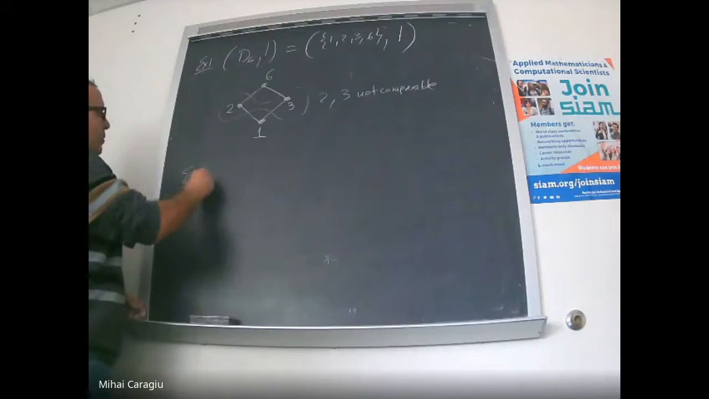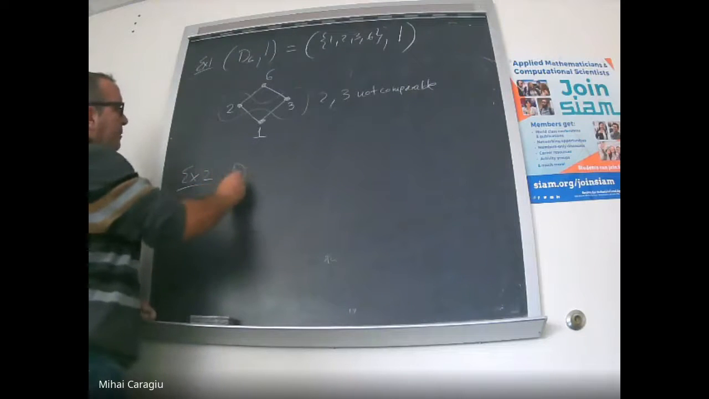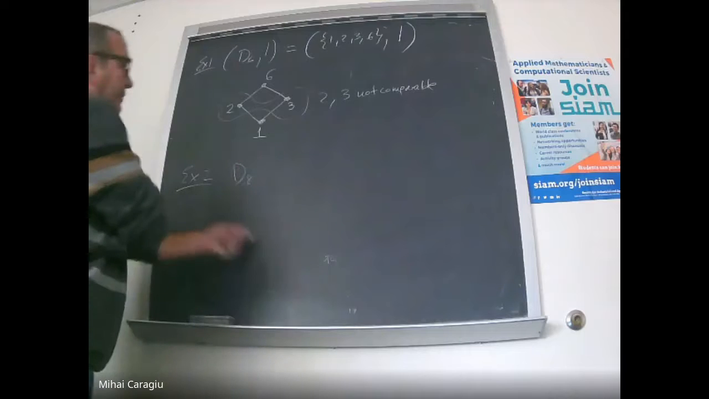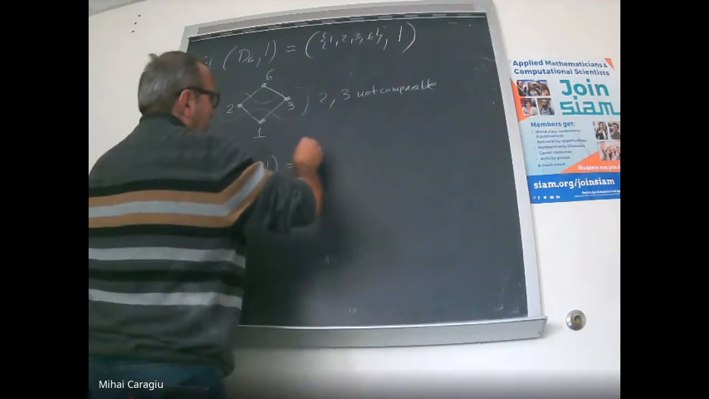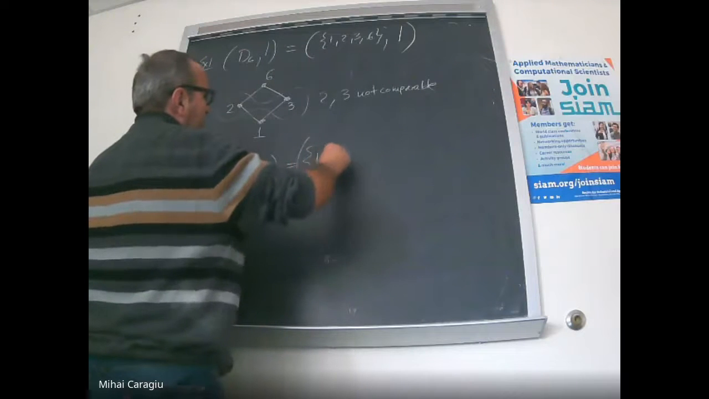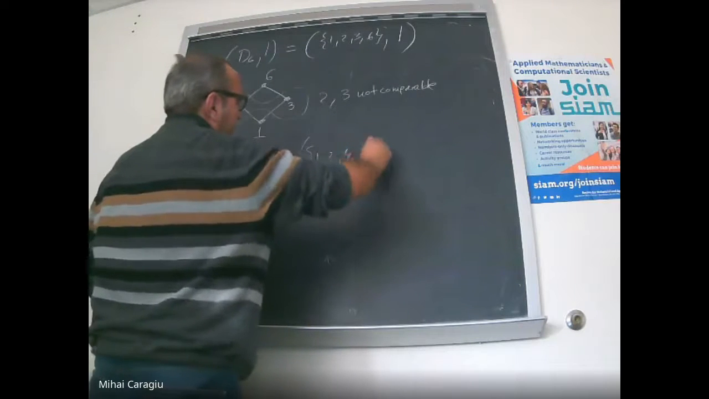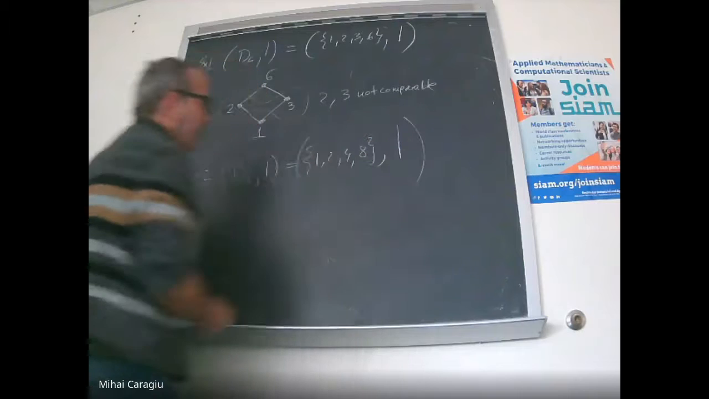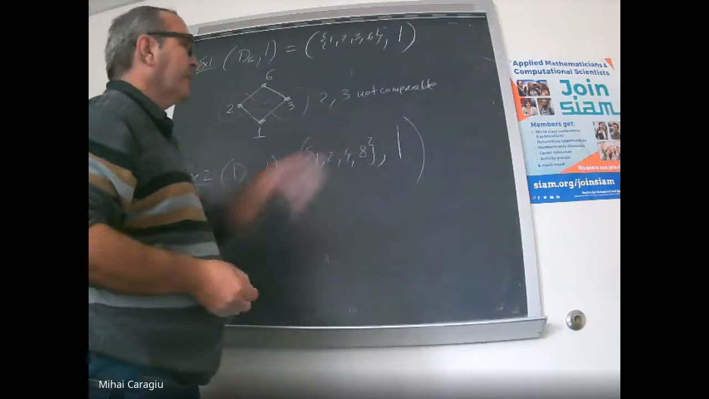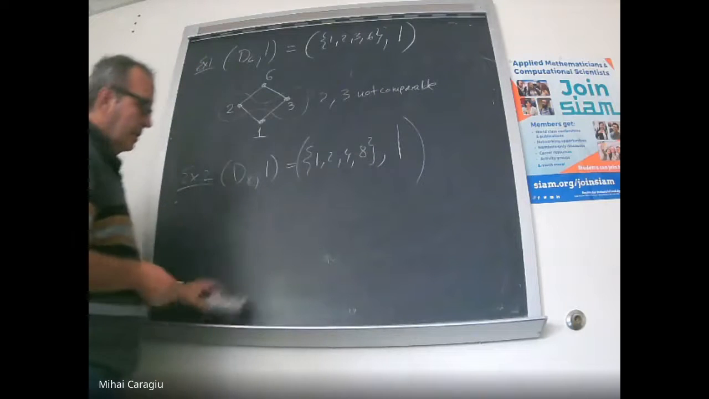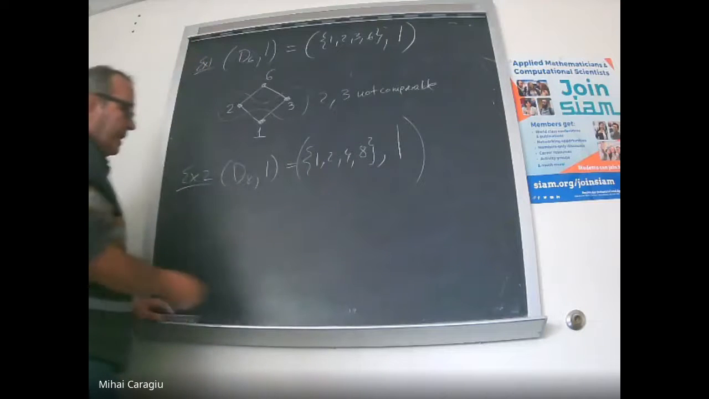Let's see another one. Example 2. What about D8? Let's look at the difference. Which are the divisors of 8? D8 with divisibility should be the poset 1, 2, 4, 8. Less than or equal means divisor of, in this context. So what's the Hasse diagram?